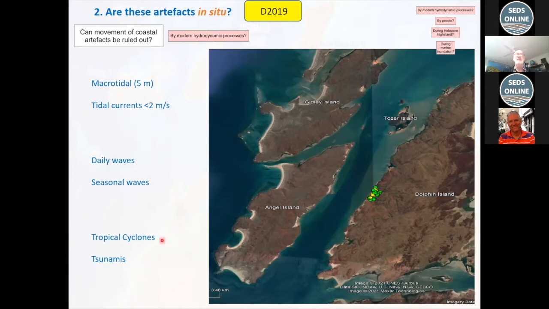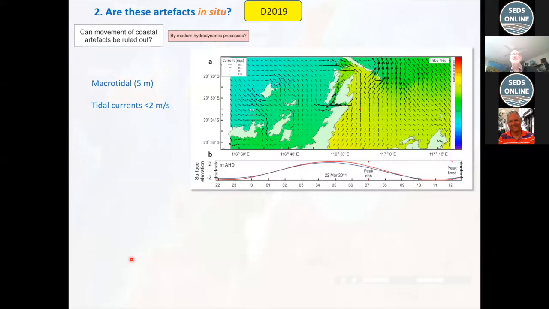We also have episodic tropical cyclones in the wet season, and I'm not going to talk about tsunamis today, but I promise to do another talk on those another time, if you'll let me. Tidal currents, first of all.